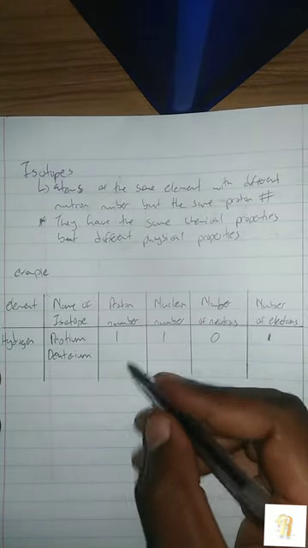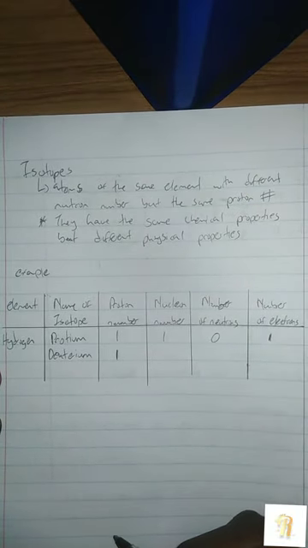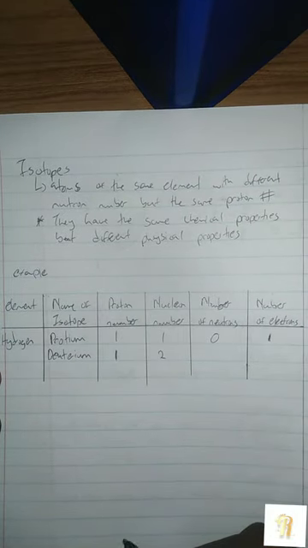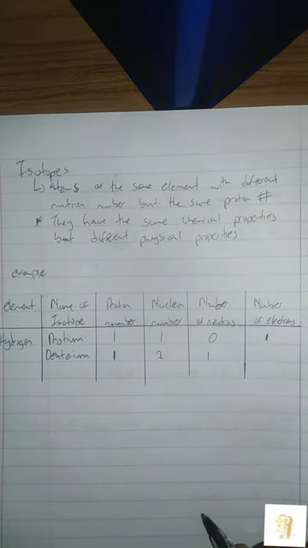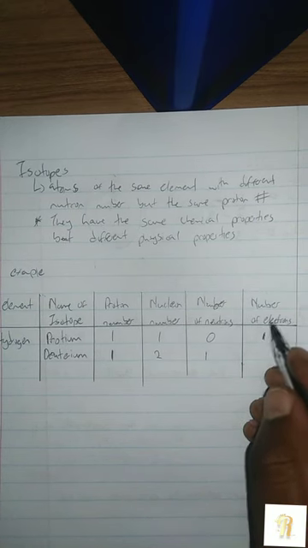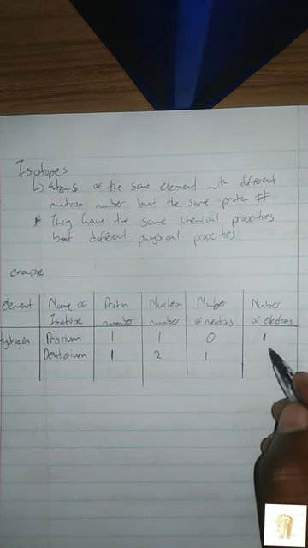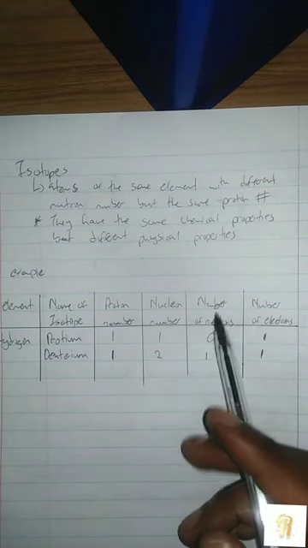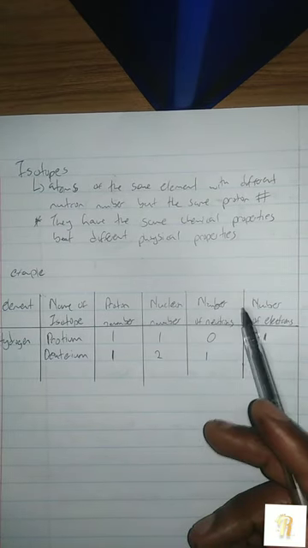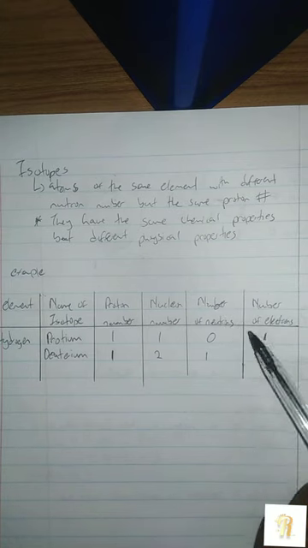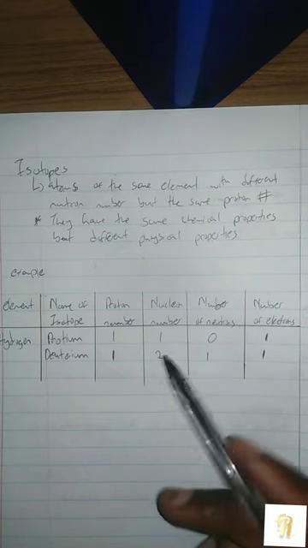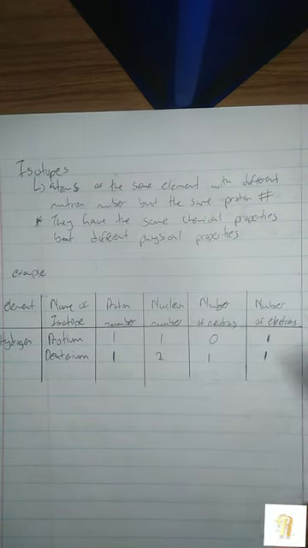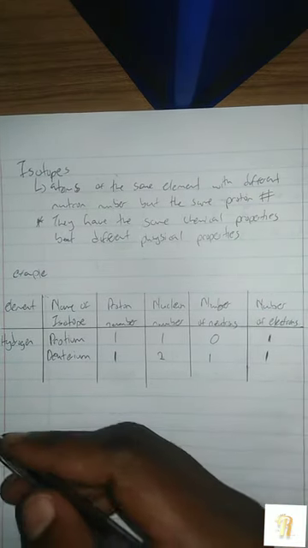Deuterium. Its proton number is one. Its nucleon number is 2. The number of neutrons is 1, and the number of electrons is 1. I guess you know how we calculate the number of neutrons. We say the relative atomic mass minus the proton number. This is 2 minus 1, and 2 minus 1 is 1. That is where we got it.